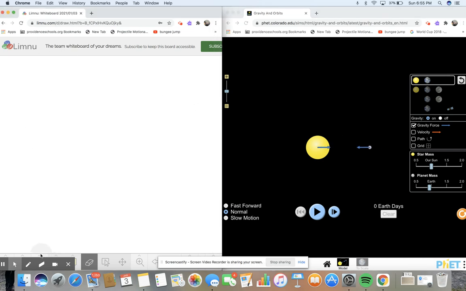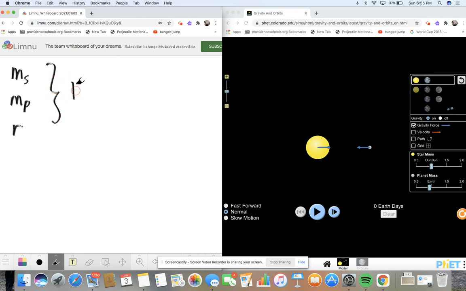So coming over to my whiteboard, I'm going to write these down. So the mass of the sun, the mass of the planet, and the distance, which I'm going to call r. This is the distance from the center of the sun to the center of the planet. These all affect our force of gravity.